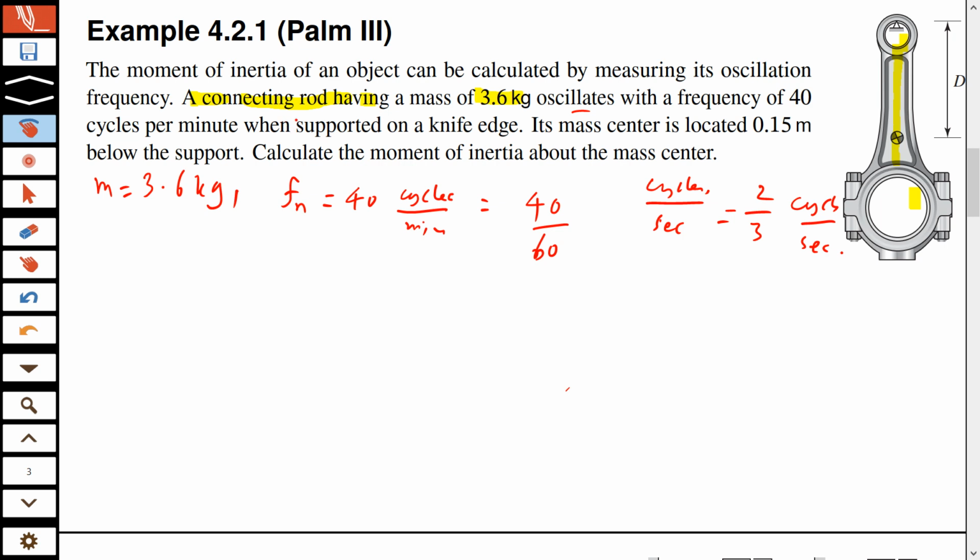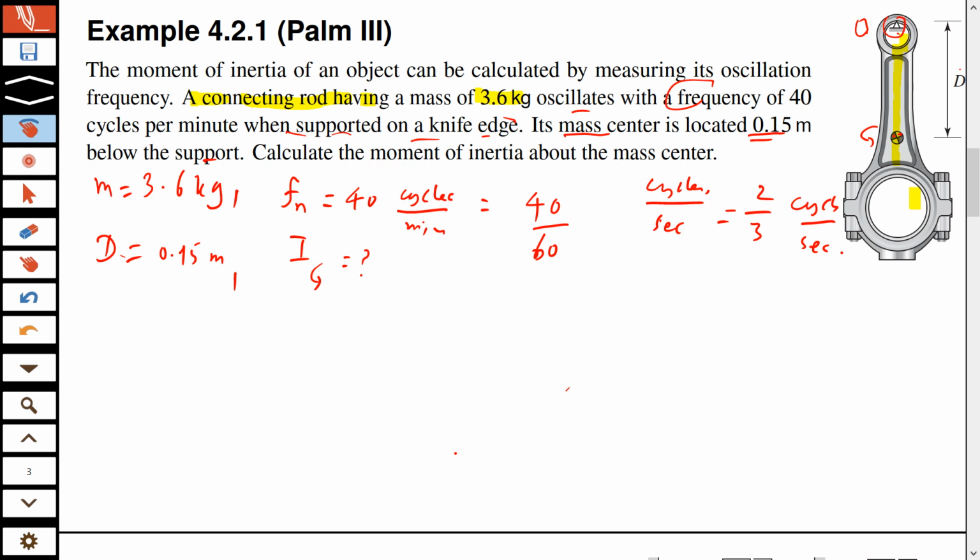And this frequency of oscillation is observed when it is supported on a knife edge. This knife edge you can see here, small. That is your point O. And its mass center G is located 0.15 meter below the support. So the distance between O and G, that D, is basically 0.15 meters. Now calculate the moment of inertia about the mass center. So you are required to find I about G.